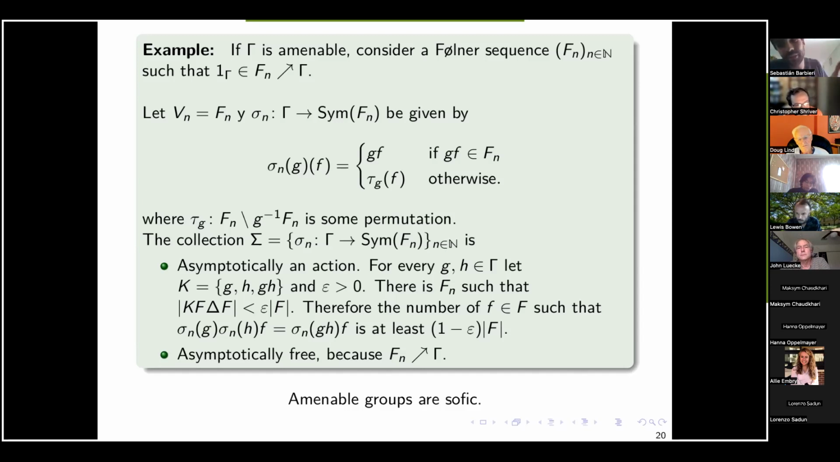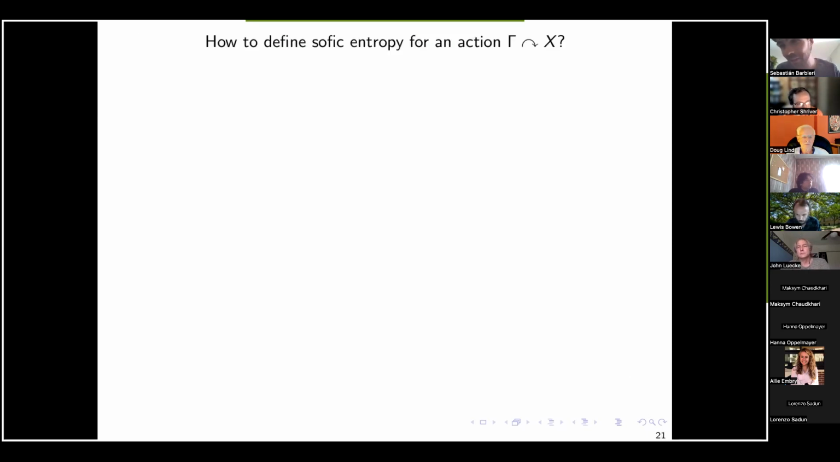So this class is very nice. It generalizes these two well-known classes. So it's nice to have some entropy theory there. Okay, so this is the slide that I'm very afraid of. How to define sofic entropy for an action. And I'm afraid because the formula at first glance is hideous. After you look at it a while, you start to love it a lot, and I actually really enjoy the formula right now. But the first time that I saw this formula, it was painful to see.